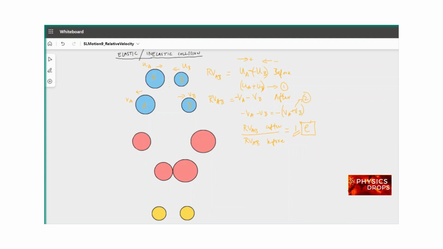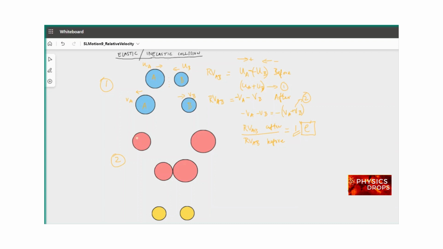So there is no loss of kinetic energy, and of course momentum will be conserved. We'll look at it later. But the main point here is that the coefficient of restitution is 1 for perfectly elastic collisions. Now let's look at another scenario and try to understand what an inelastic collision is.